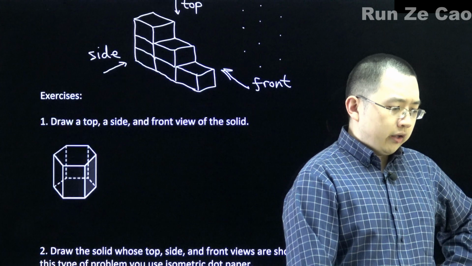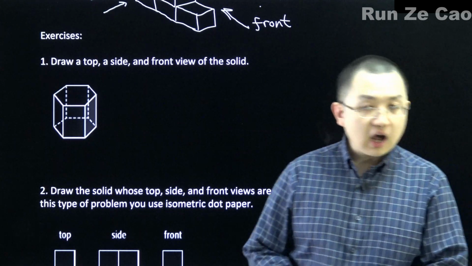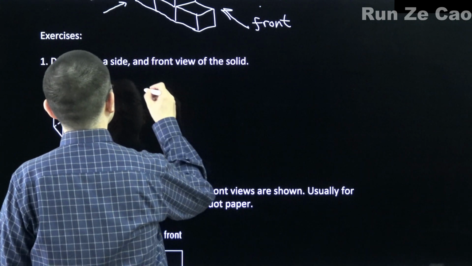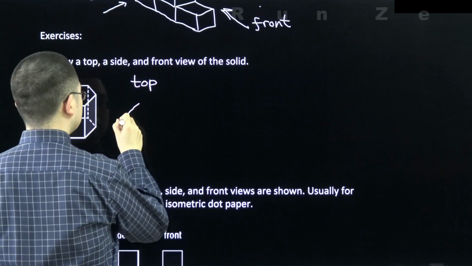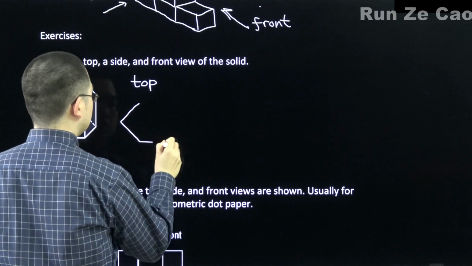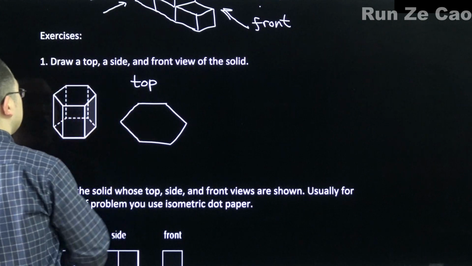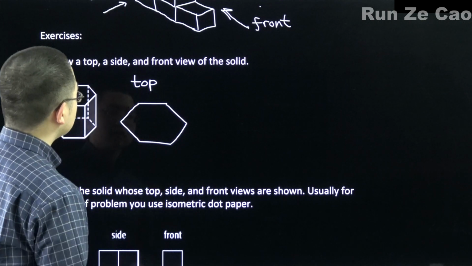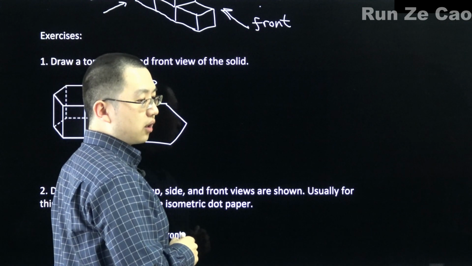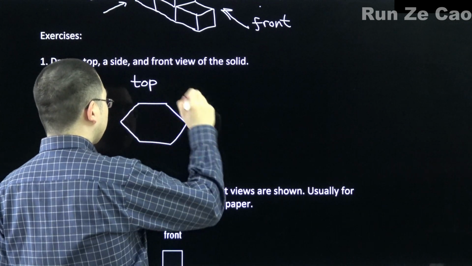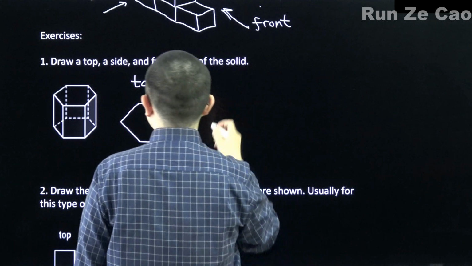Let's say we have to draw a top, side, and front view of this solid. Well, from the top, it's a hexagon. Now we can't say whether it's regular or not from the diagram shown, so the top is going to be something like this. You should use a ruler if whatever you're drawing on permits the use of a ruler, by the way.